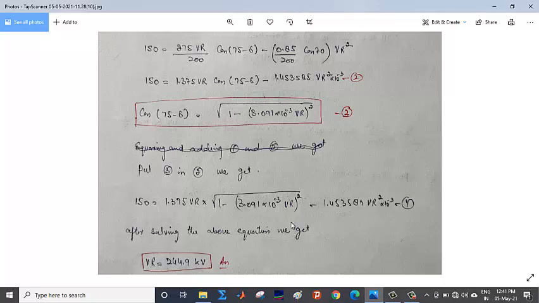After solving the above equation, this is again a non-linear equation. I have to solve it as I have solved the earlier equation. I get this VR is equal to 244.9 kV. These non-linear equations are very simple. When we solve them on the calculator, you just directly put the equation as it is on the calculator and give some initial value close to the VS, which is already given. So you will get this value.